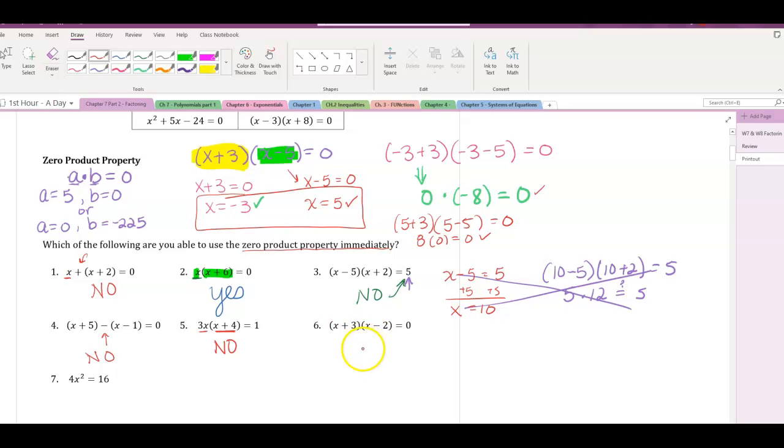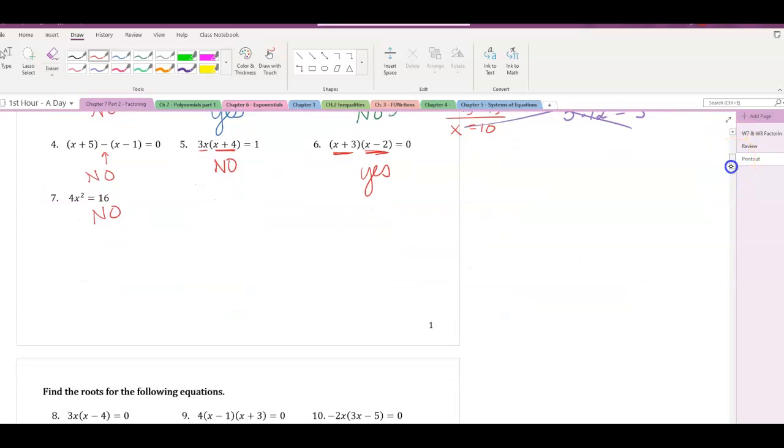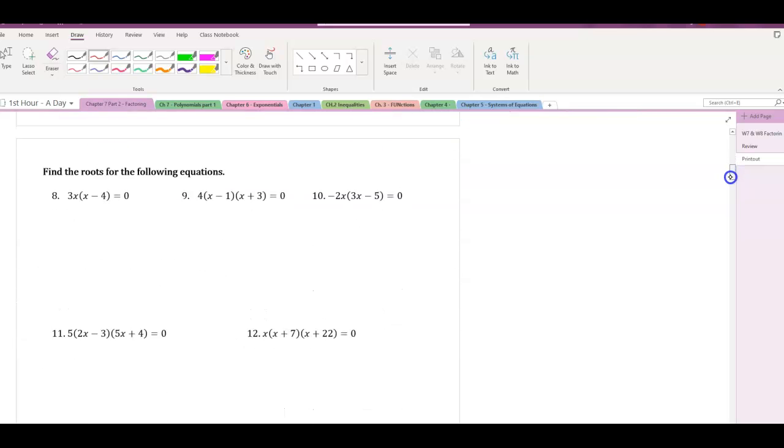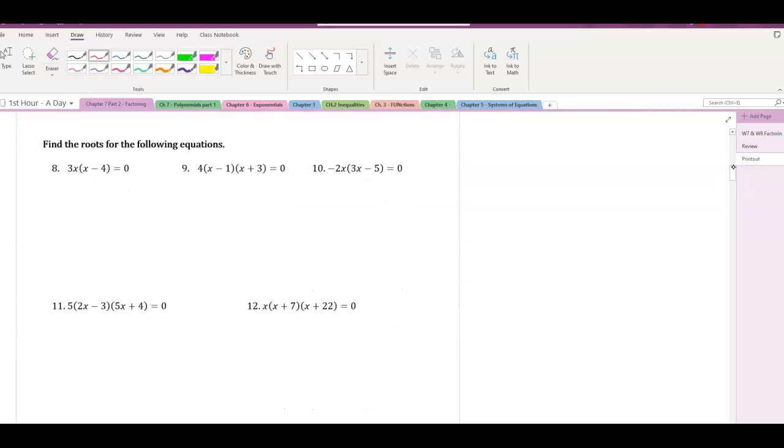Something like number 6 is yes, we have a factor times a factor equal to 0. And number 7 is no. Some of these are solvable, but we can't use that zero product property right away. We have to have factors equal to 0. So we're going to go ahead and just solve some of these problems.